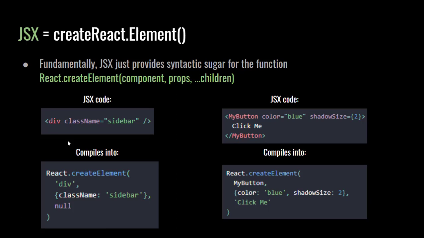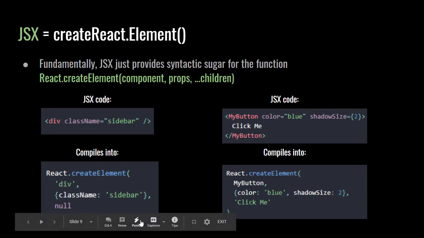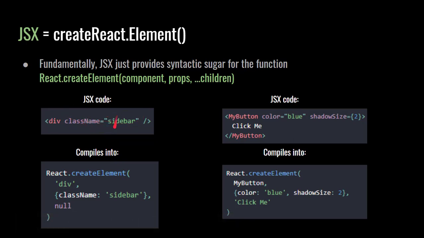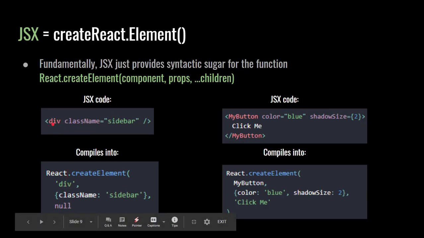On the left side, we have this div named sidebar here. Let me just use my laser pointer because I have it. We have this div class here that equals sidebar. And what that compiles down to is React.createElement, which is the element, which is div, and then the properties, the attributes. In that case, it happens to be className is sidebar. And then the null in there means there's no children, right?